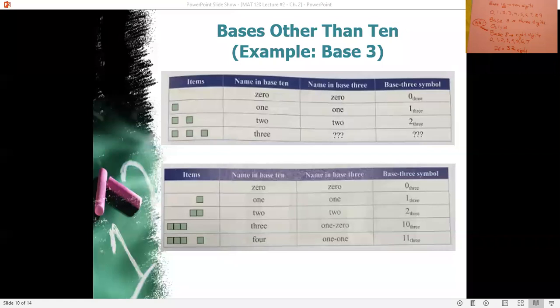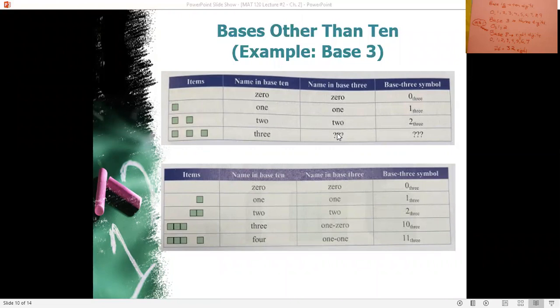This table is trying to show our students how to count in those bases. For example, in base 10, we have no blocks means 0, we have 1 block means 1, we have 2 blocks means 2, and we have 3 blocks means 3. But if we were in base 3, we would be able to express 0. We could just write 0 base 3, as you see right here. We would write 1 base 3, and we'd be able to express 2, so we write 2 base 3.